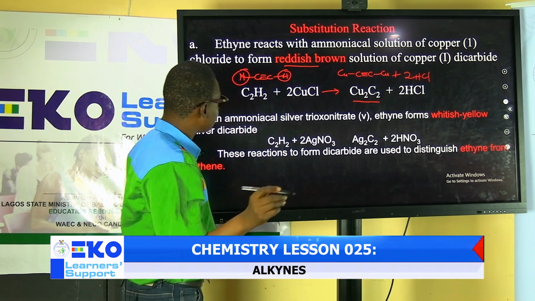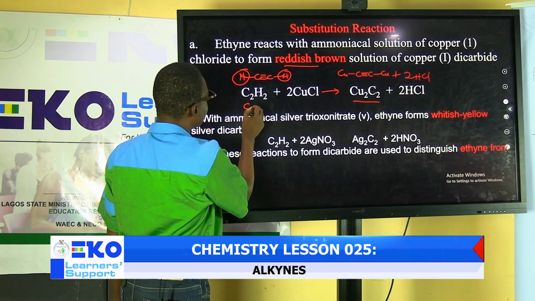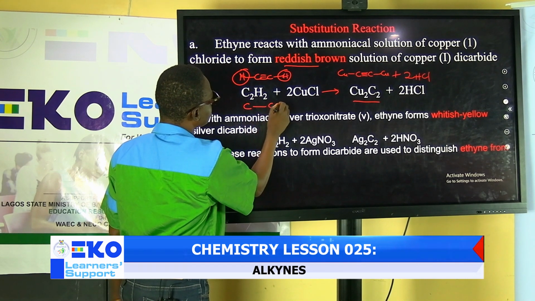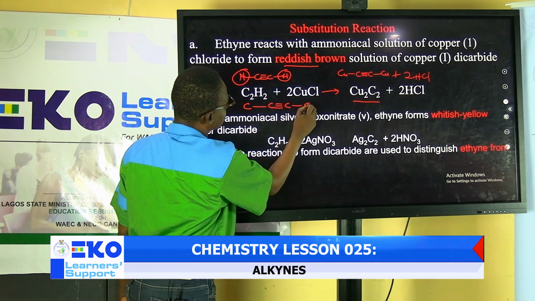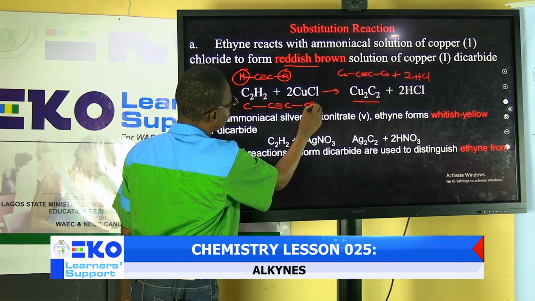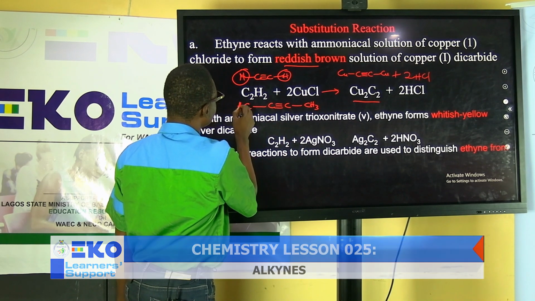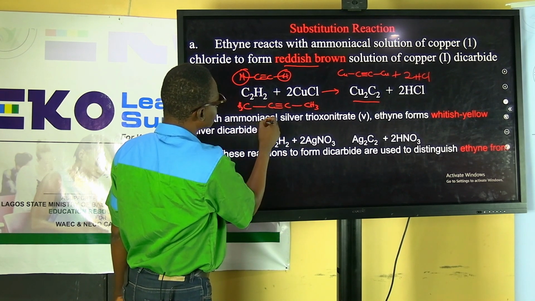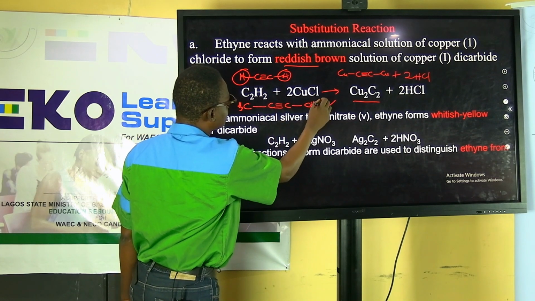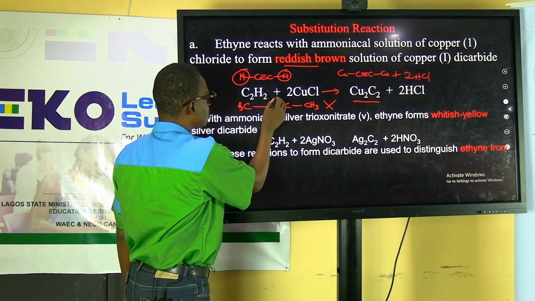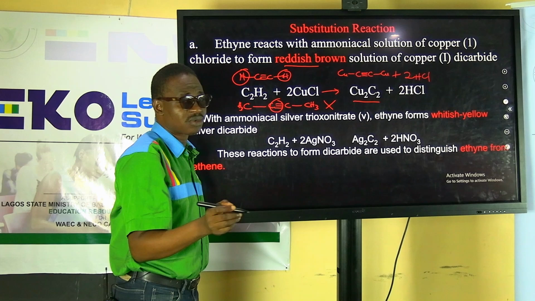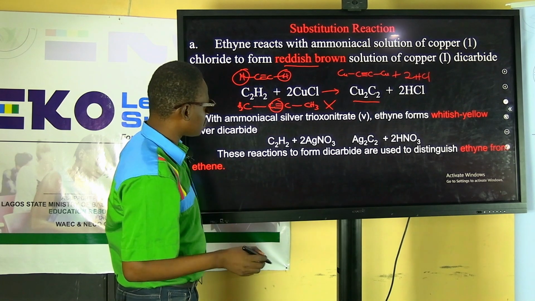Please note. But if it is not terminal, for example, if I have something like this, with CH3 here and CH3 here. Okay, fine. In this case, it cannot. Why? Because the triple bond is not at the terminal. You need to know that.